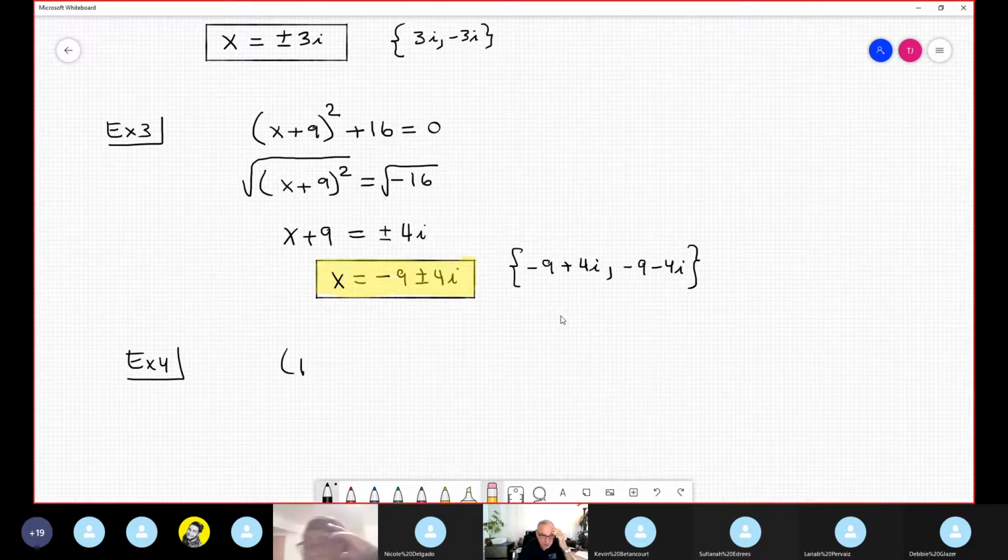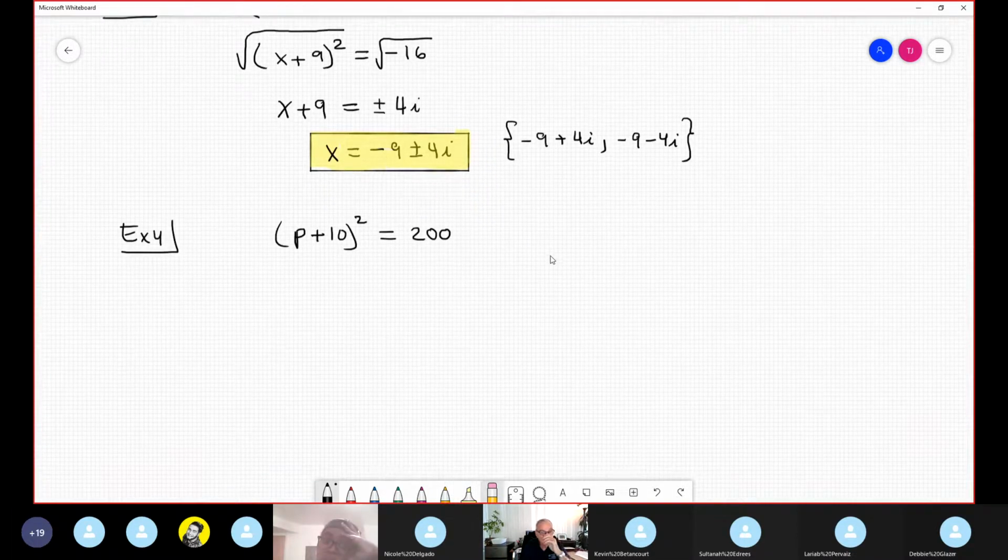Is (P + 10)^2 equal to 100? Now in this case, the only difference is I changed the variable to P. But it's the same. Okay, we can expand this, of course, but it's more complicated, too long. Since we see a square power, directly you apply the square root method. This is P + 10 without the exponent. The exponent disappears, and you focus on the square root of 200.